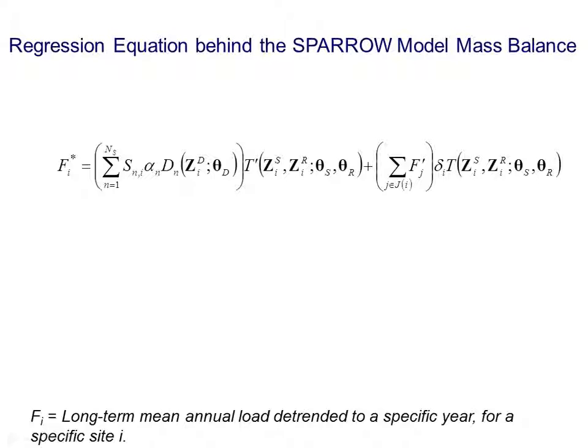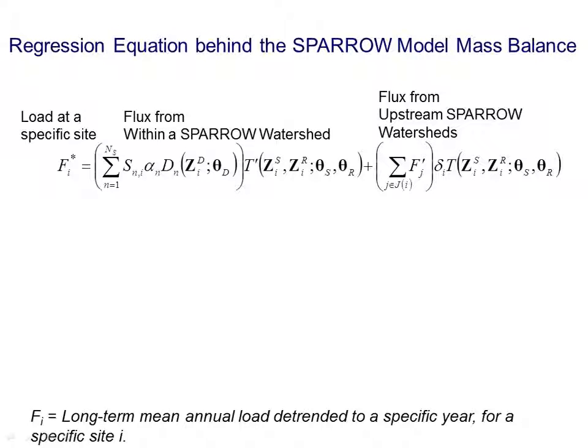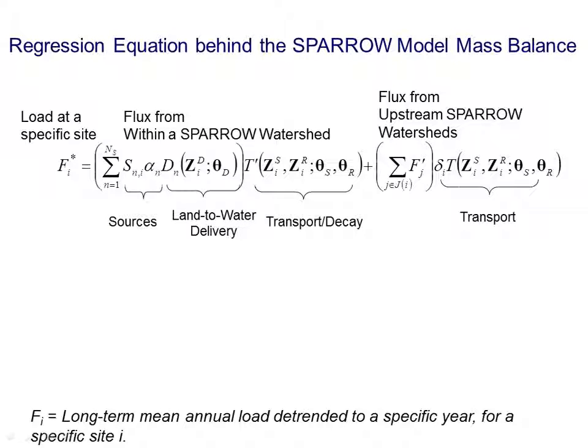Okay. So here's the math behind all of this. It's a pretty simple equation. If you think about all the pages that probably go into a SWAT model, this is it. We have one equation to describe everything in SPARROW. So the flux at any site is equal to the flux within the watershed plus that coming in from upstream. And we break that down into our sources, multiplied by a land-to-water delivery variable times in-stream decay. And then we just add those things up as we're going down.